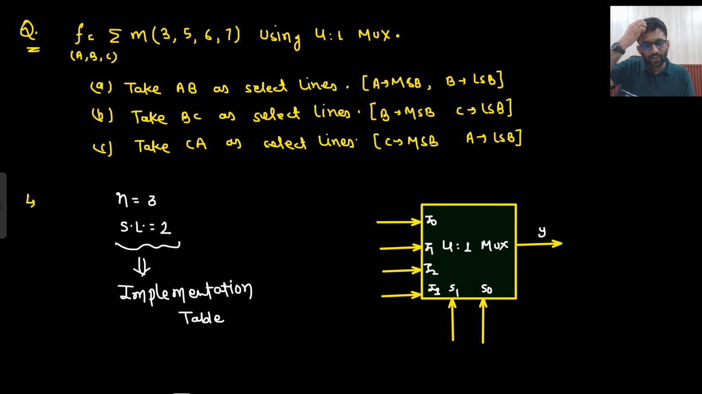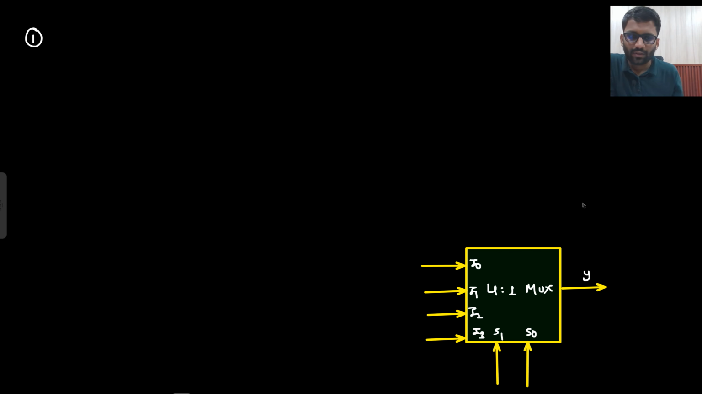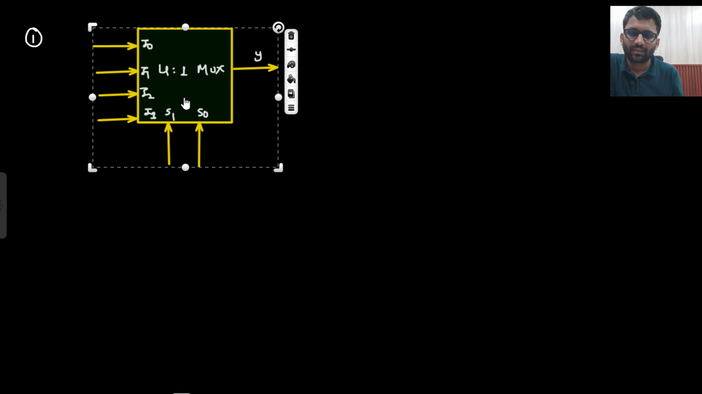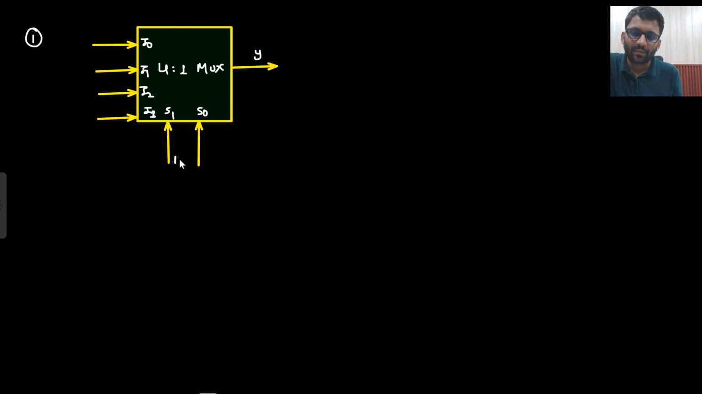In the first question, you need to take AB as the select lines. So how will you proceed in these kinds of problems? AB are the select lines. They will take the values 0 0, 0 1, 1 0, 1 1. These are not in our control. What is in our control? The function is of ABC. In our control, C is there. So I will write C equals 0 and C equals 1.